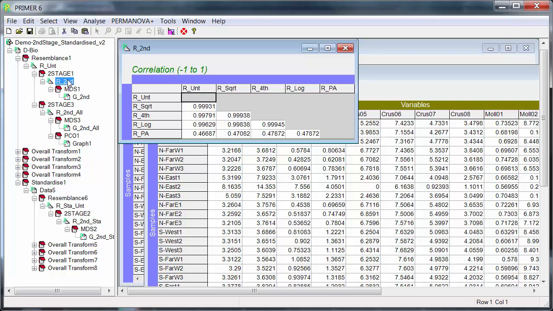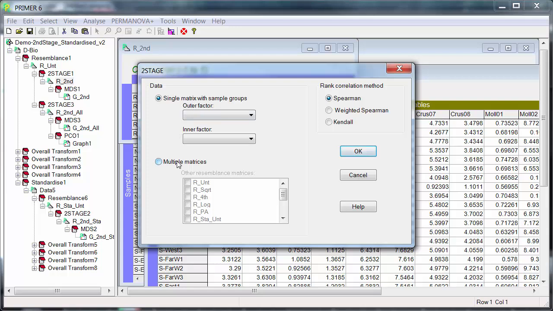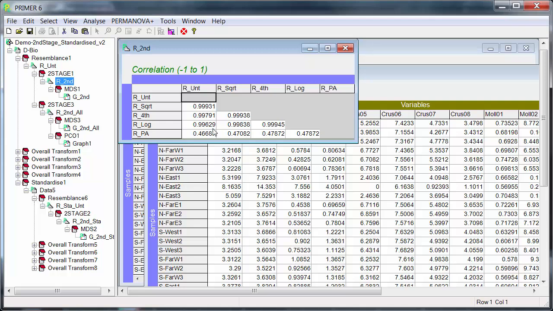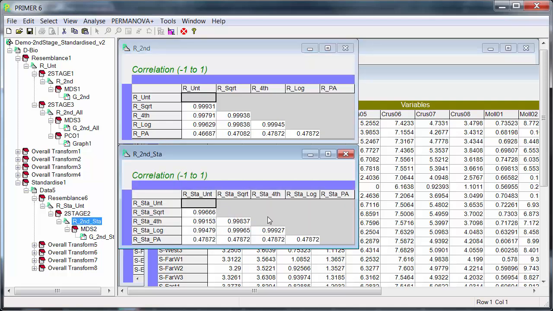Finally, I've used second stage analysis to look at how similar the similarity matrices are. If people are not familiar with that, that's second stage here. And I'm using the multiple matrices option down here where I've got untransformed, square root, fourth root, log, and presence absence. Those resemblance matrices are going to be compared using Spearman's rank correlation. So up here is the untransformed data, and the table down here is for the standardized data. Now you'll see some very slight differences between the two, but it's difficult to actually visualize these.